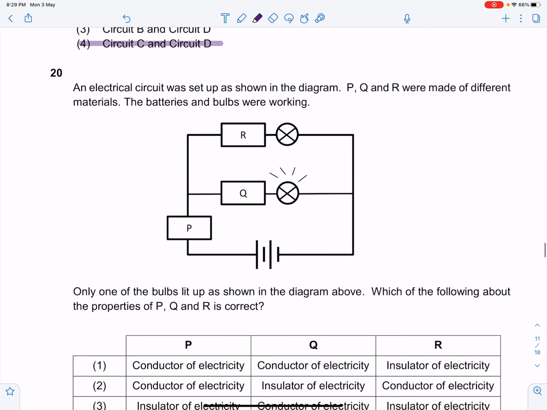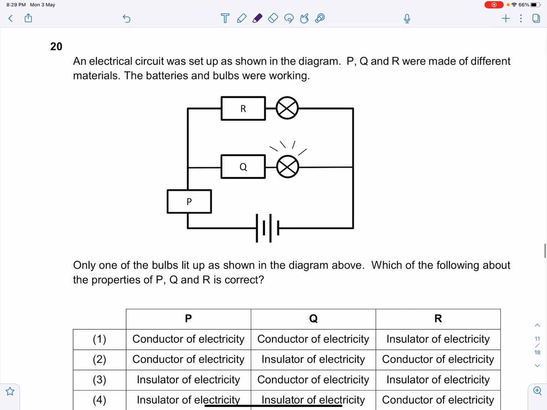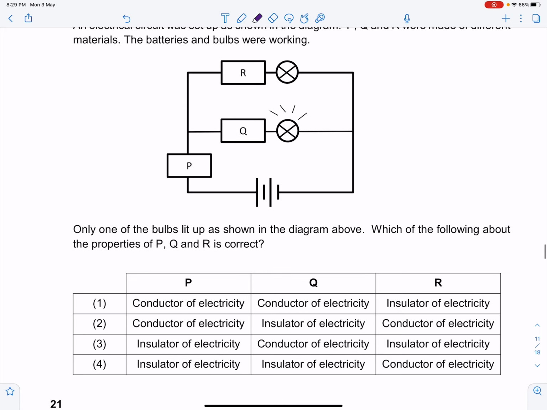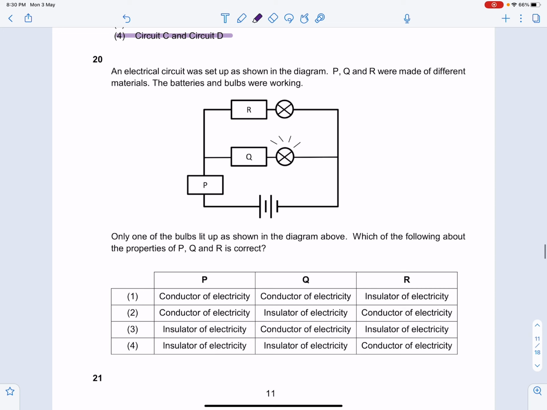Moving on to question number 20. An electric circuit was set up as shown in the diagram. P, Q, and R were made of different materials. The batteries and bulbs were working. Only one bulb lit up as shown in the diagram above. Which of the following about the properties of P, Q, and R is correct? Now, this is actually a question on electrical conductivity.